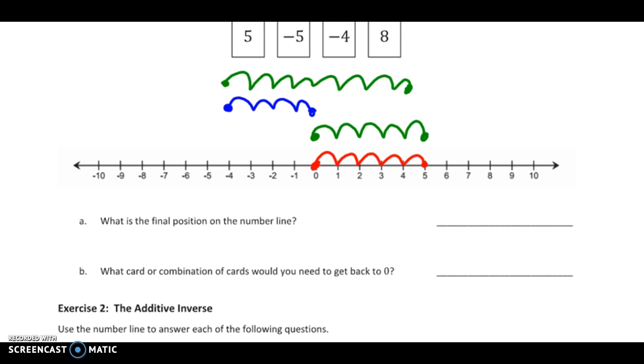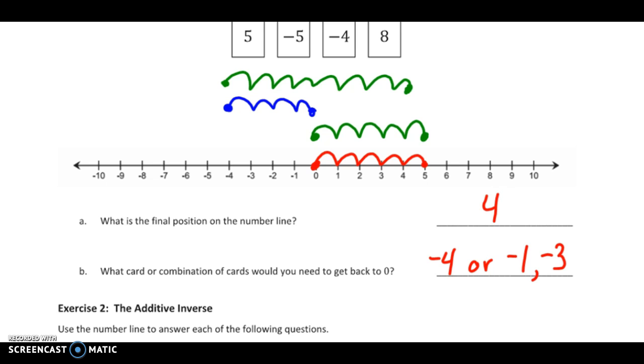So letter B, I'd like you to take a minute, see if you can get some of these on your own. What card could you use that would get you back to 0? Or, more difficult, what combination of cards could you use to get back to 0? The easiest one to me would be a negative 4, move to the left 4 units to get back to 0. Or you could do something like a negative 1 and a negative 3, which in 2 steps will get you back to 0. There are many more possible answers for that.